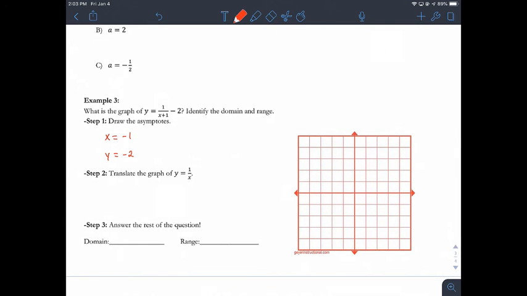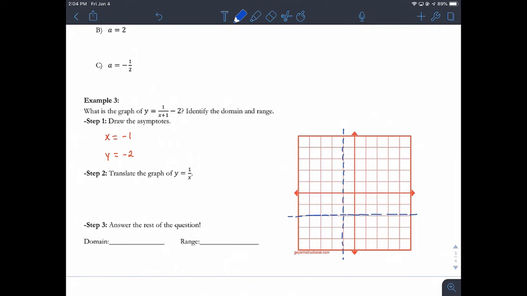We can plot those on the graph rather simply. So we've got -1 and -2. So x equals -1 is this line right here. And we're going to put them as dotted lines because they don't actually exist on the graph. And y equals -2 is right here.